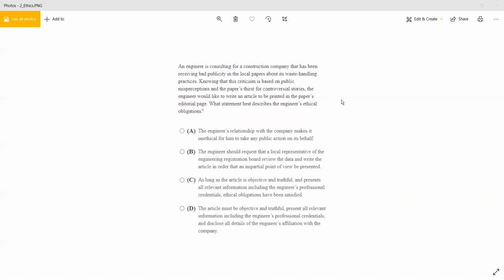Remember, this engineer is consulting for this construction company. Consulting. B. The engineer should request a local representative of the engineering registration board to review the data and write the article in order that his impartial point of view is presented. C. As long as the article is objective and truthful and presents relevant information, including the professional credentials, ethical obligation is satisfied. D. The article must be objective and truthful, present all relevant information, including the engineer's professional credentials, and disclose all details of their affiliation with the company.